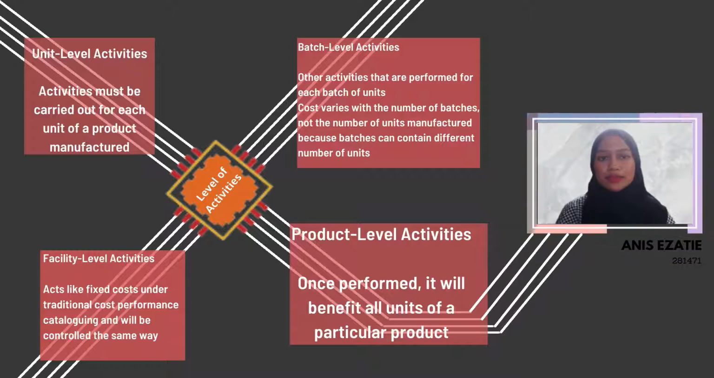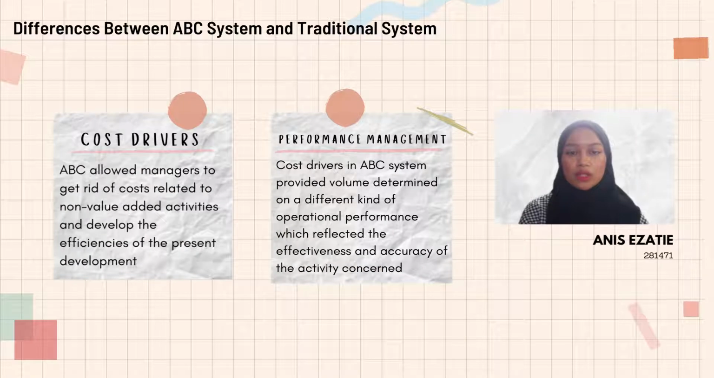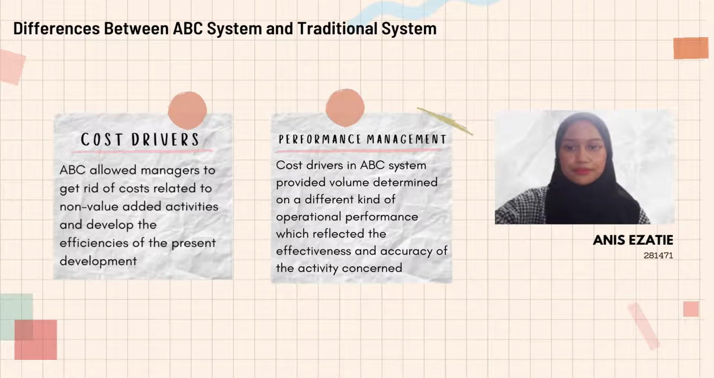Costs incurred to carry out the groups of activity all vary in response to changes in some measure of the activity called the cost driver. The cost of all the groups can be changed by changing the amount of the activity's cost driver. Next, I will be talking about the differences between the ABC system and the traditional system.